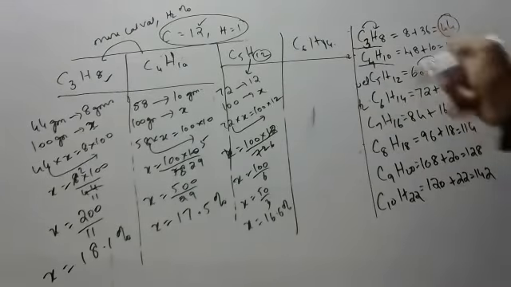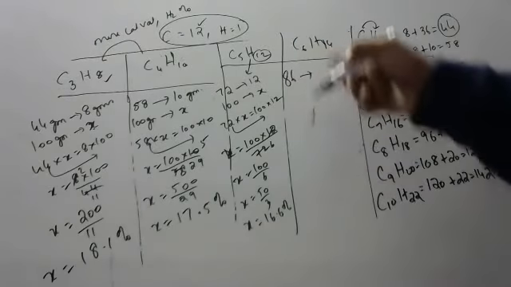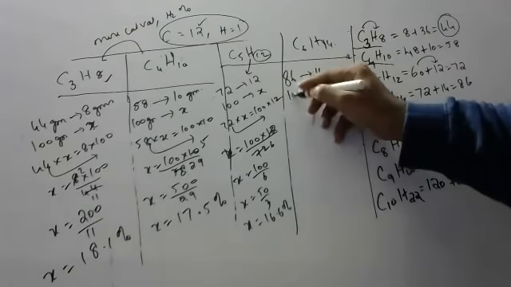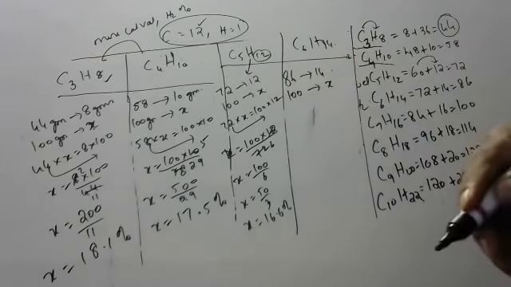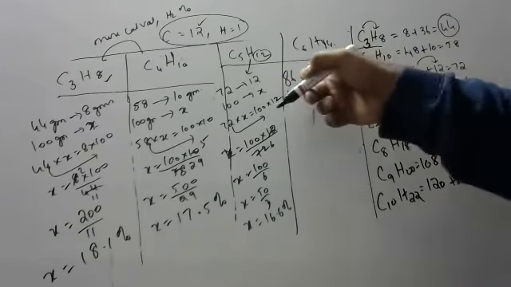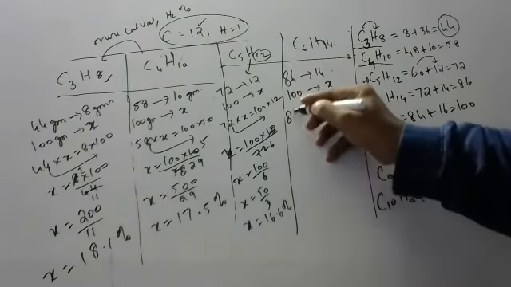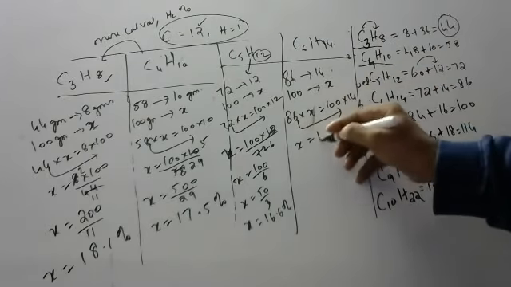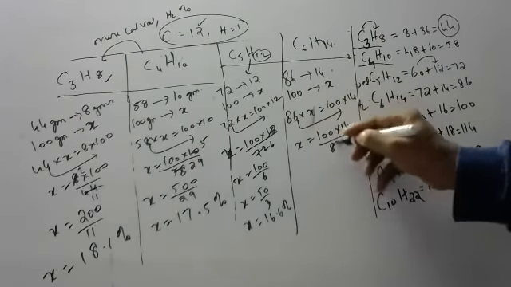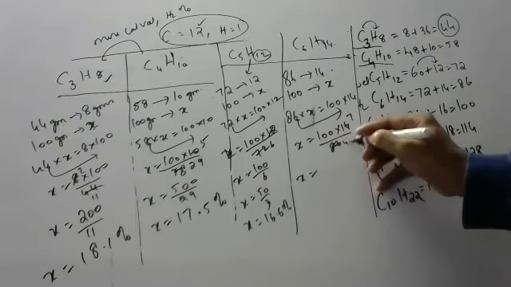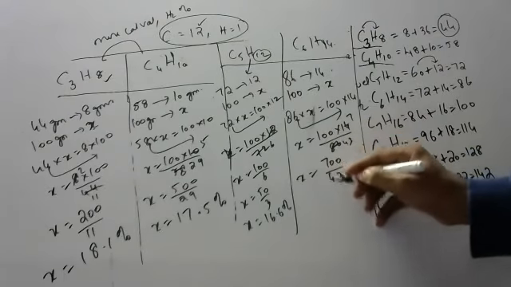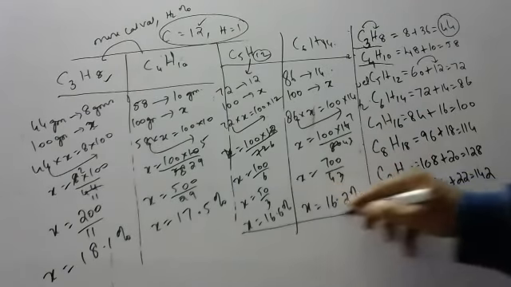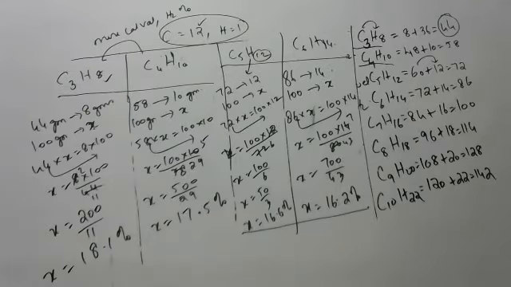86 grams of hexane has 14 grams of hydrogen. 100 grams of hexane has how much? Cross multiplication: 86 into x is equal to 14 into 100. So x is equal to 100 into 14 by 86, which is about 16.2. So the hydrogen percentage is 16.2.